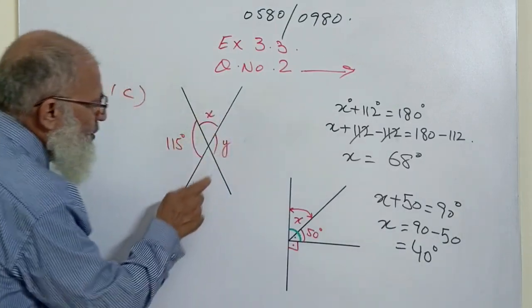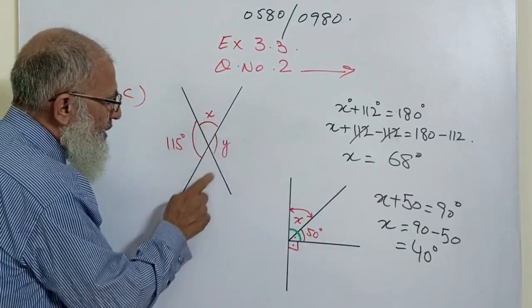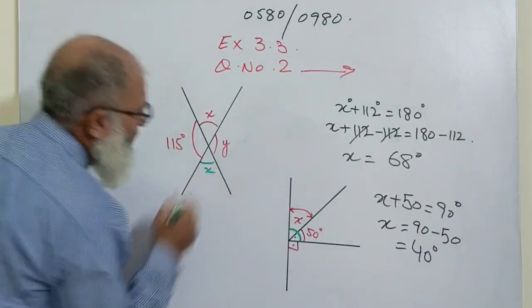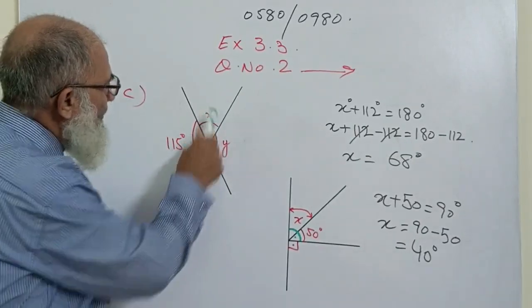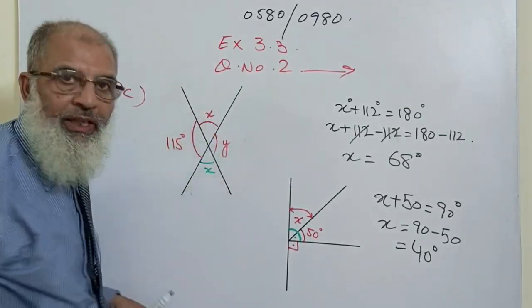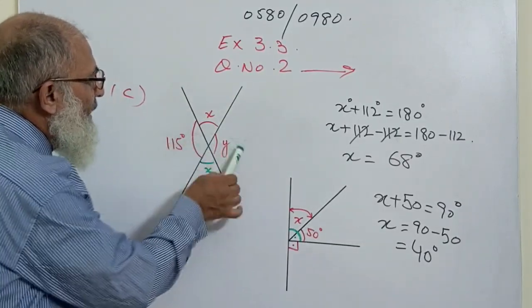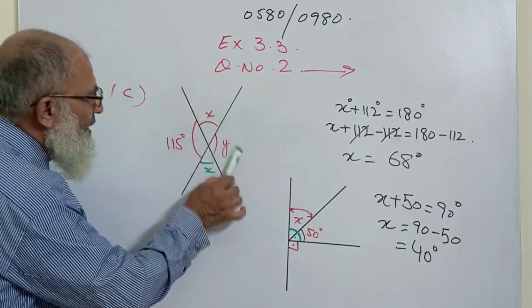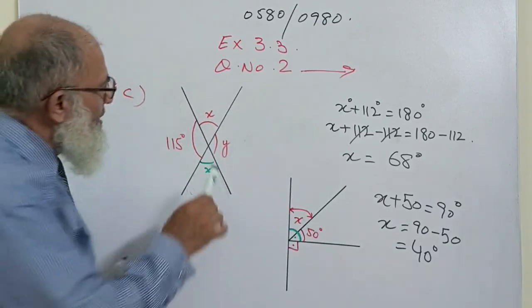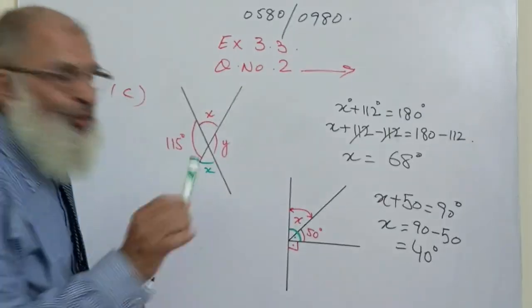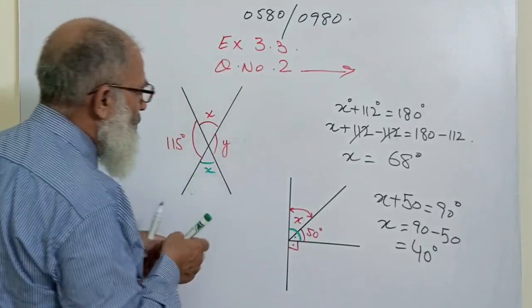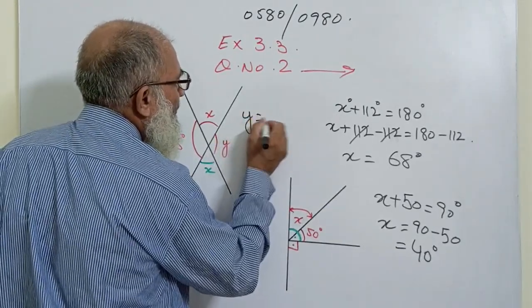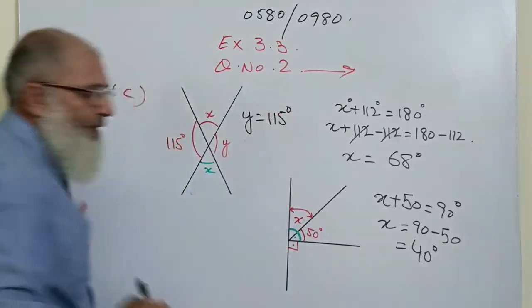Now this x is equal to this x. I can write x over here, because these are vertically opposite angles and these are also vertically opposite angles, and we know that vertically opposite angles are always equal. Now this x is equal to this x and this y is equal to this y. Since this y is given to you, it means that y is equal to 115 degrees. So we can write it without any fear that y is equal to 115 degrees.